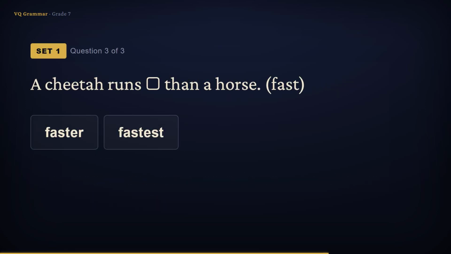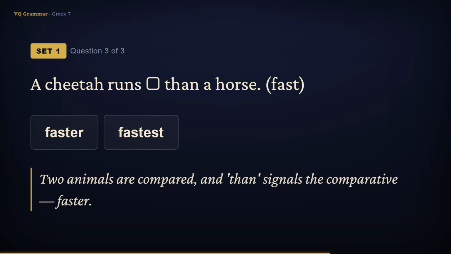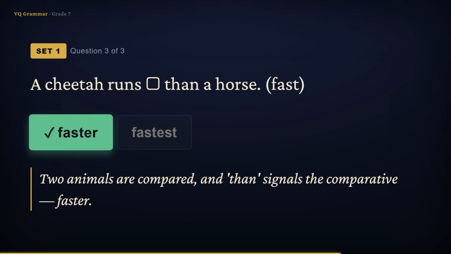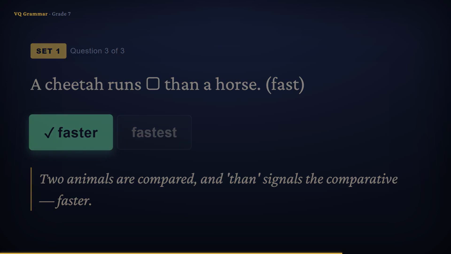A cheetah runs blank than a horse. Notice the word than sitting right there. It's pairing up 2 animals, a cheetah and a horse. 2 things means the comparative. So fast becomes faster. So the answer is faster.